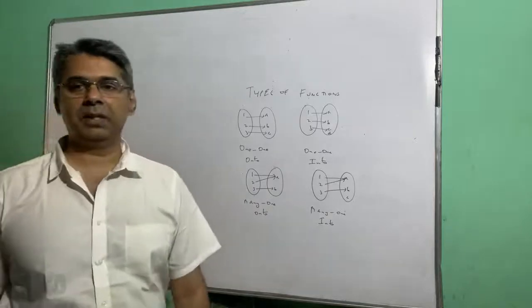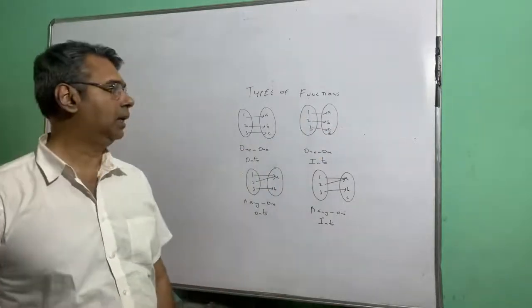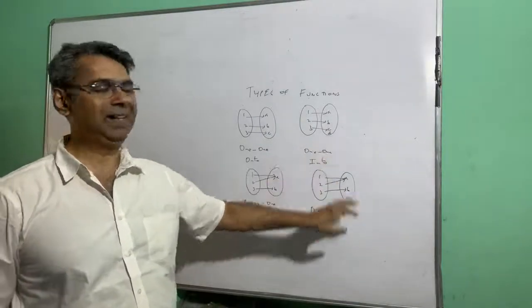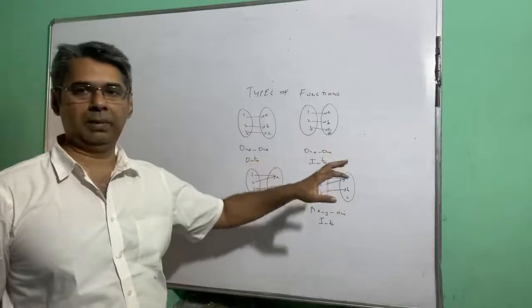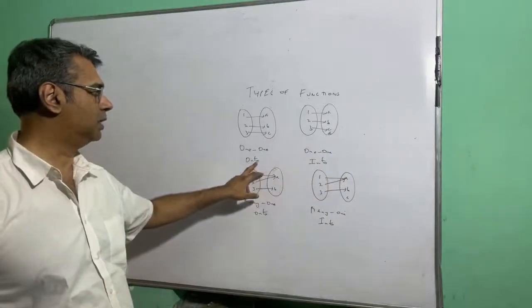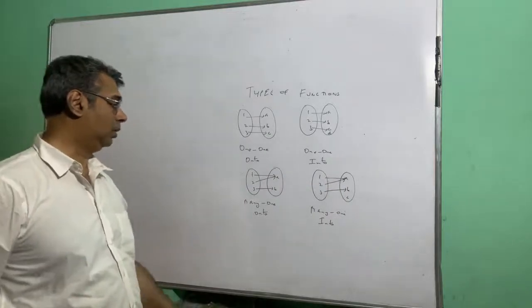As the name suggests, this is also 1 to 1 because everybody on the left is mapped to somebody on the right, and there is at least one element on the right which is unmapped. You will notice that D is unmapped, so it is called into. So this is onto and this is into. Now what about this one?